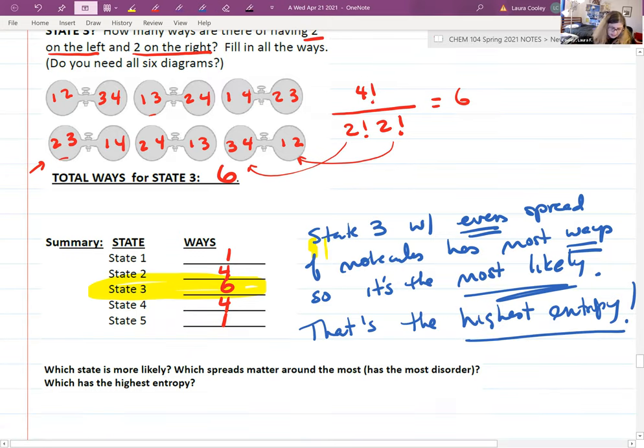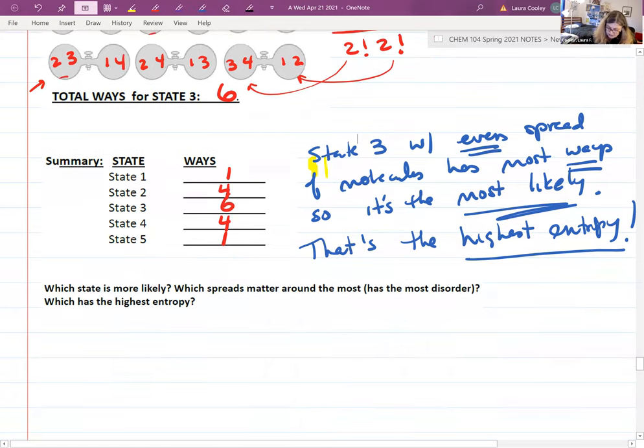Okay, now it doesn't look that overwhelming. Six is not that much bigger than four, right? It's really not that astonishingly different. It's pretty, you know, six and four. But the more particles, so which state is more likely would be state three, which spreads around the matter the most and has the most disorder is state three. Which has the highest entropy is state three, okay? That's where the system's gonna end up if there's nothing else going on, right?